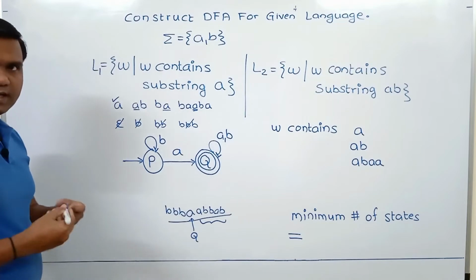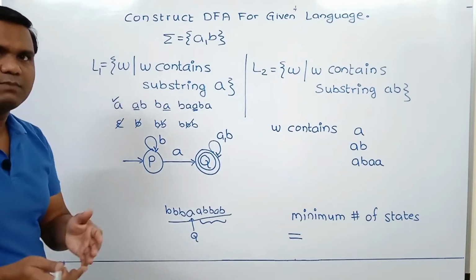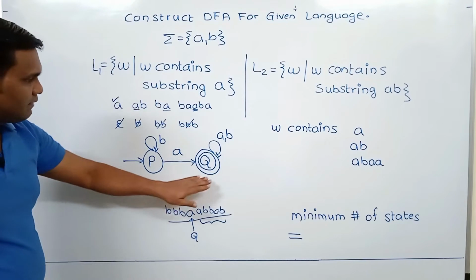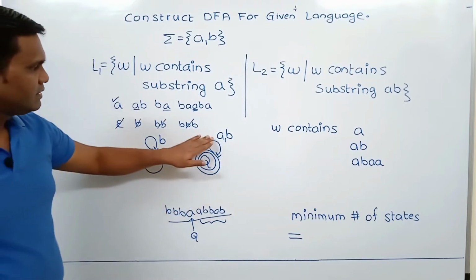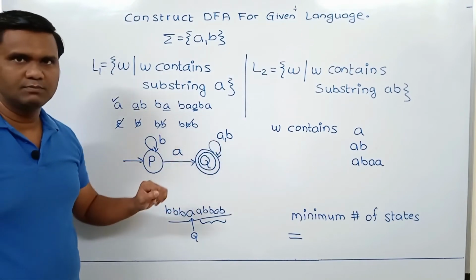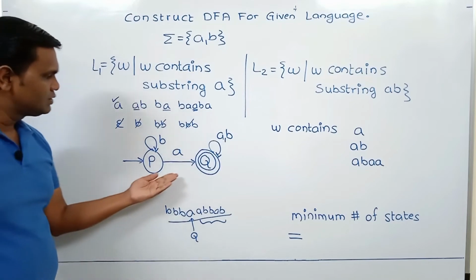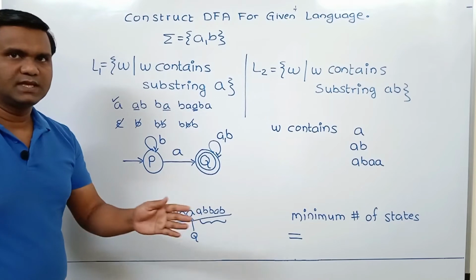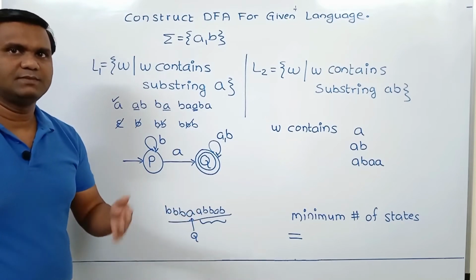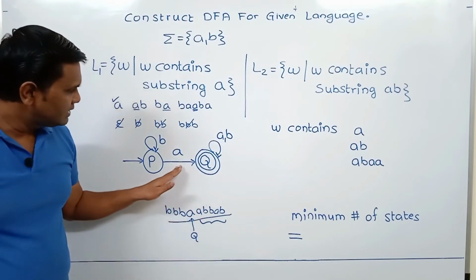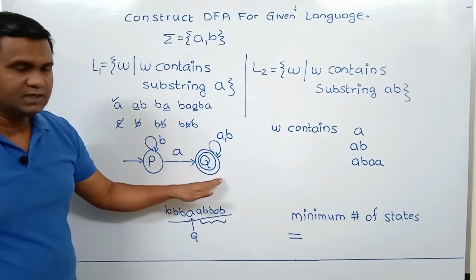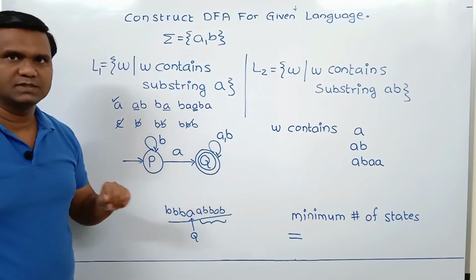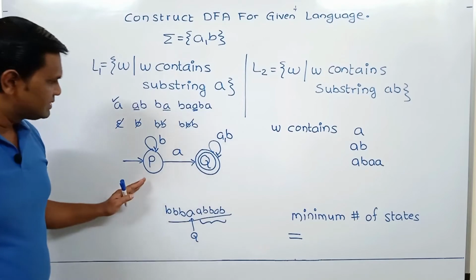So for W contains substring, for this type of problem statement, the final state will have this loop which processes all the symbols. The reason is, once you find the substring, you do not need to worry about what comes next. Once you find the substring, you accept the string. So you process the rest of the string in this loop and accept the string. So this is the required DFA.